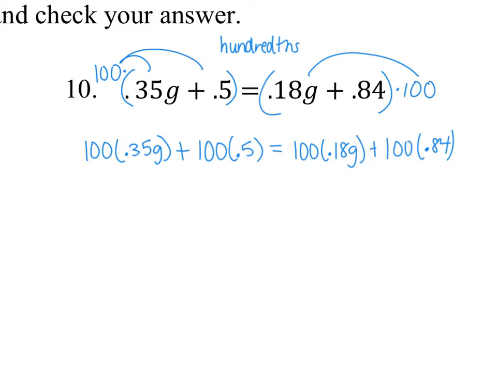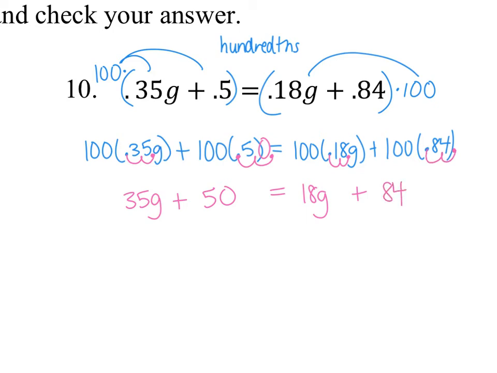So here's the decimal, 0.35g, move it twice, 1, 2. So that becomes 35, and it's a g, so we have times g, you can't forget your variable there. Plus, for the 0.5, we move it twice, 1, 2. Since there's a space, we fill it with a 0, so that's plus 50. Or just look, it's 100 times a half. Half of 100 is 50. Right side, same deal. Move the decimal place twice, we get 18. So it's 18g plus 100 times 0.84. So move it twice is just 84.